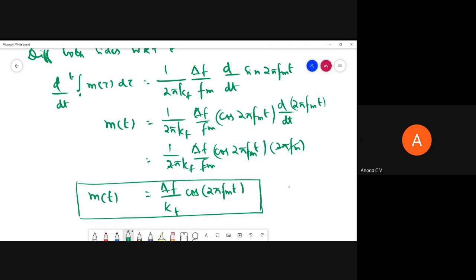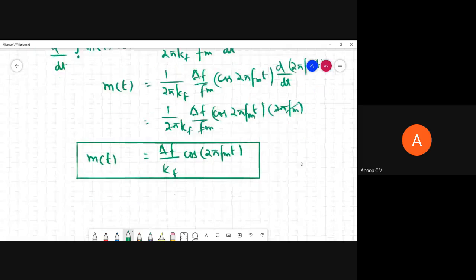So the message amplitude is delta f by kf. That can be a question. These details may be given, and they may ask you to find what is the message amplitude. Then delta f by kf is the message amplitude.